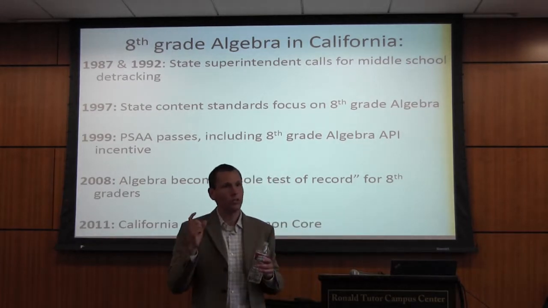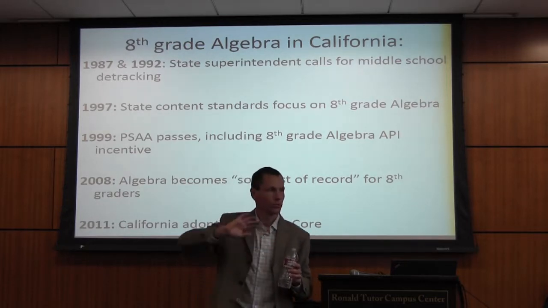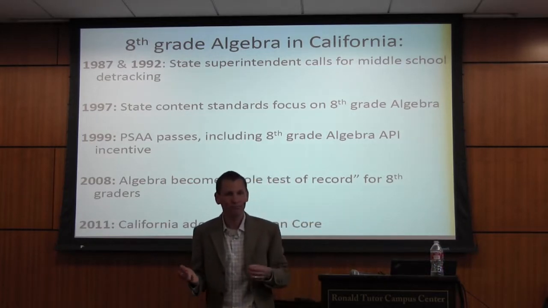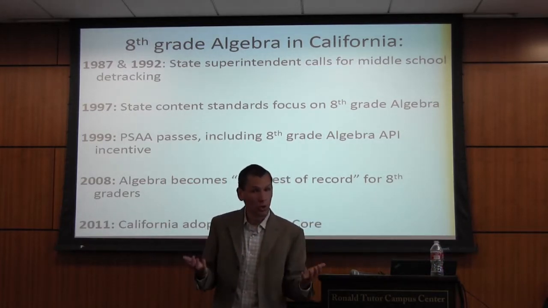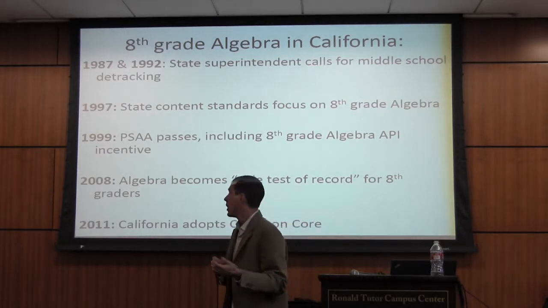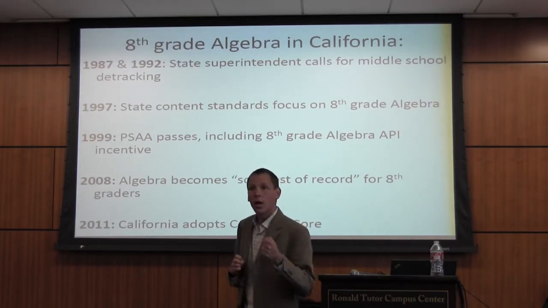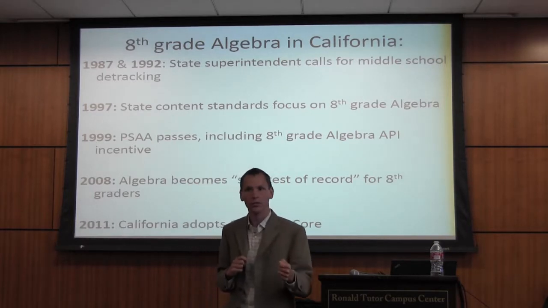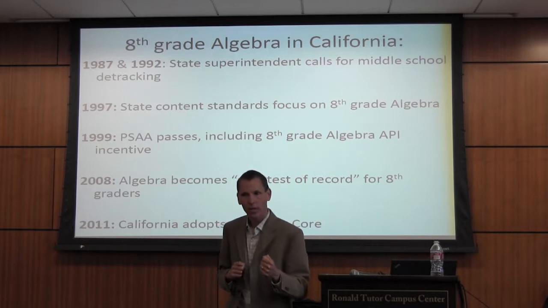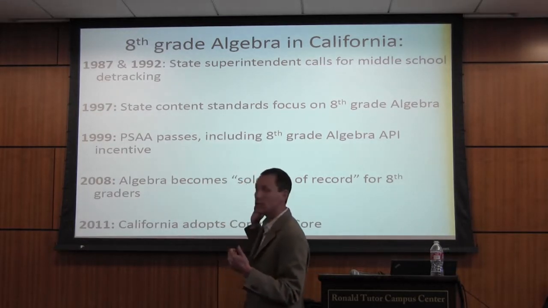They said, we ought to make it our goal to detrack, and we ought to do it in math. We ought to do it in middle school, because if we do it in middle school, it'll pass through high school, and we'll have a more equitable state. This was just at the level of words, sort of exhortations, in 87 and 92. But in 1997, the state starts to write content standards for math, and starts to push in those standards the idea of getting 8th graders into algebra. Again, no real teeth here until 1999.